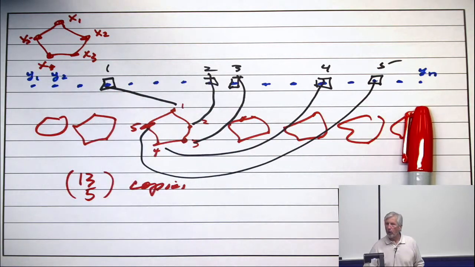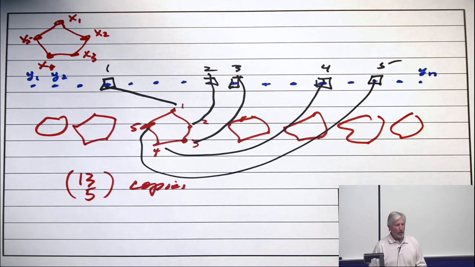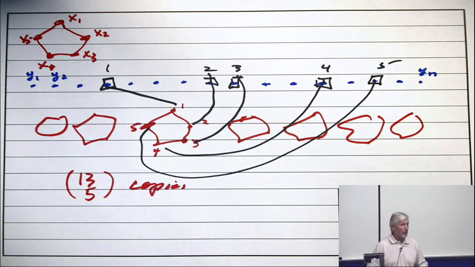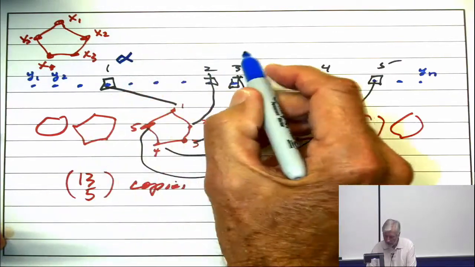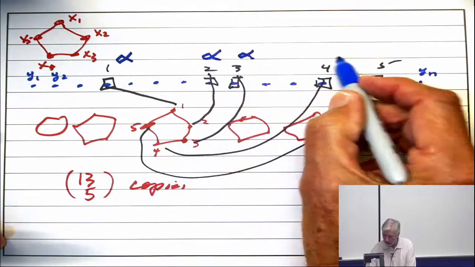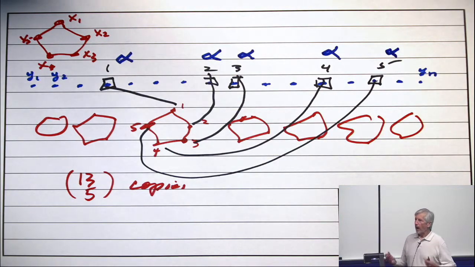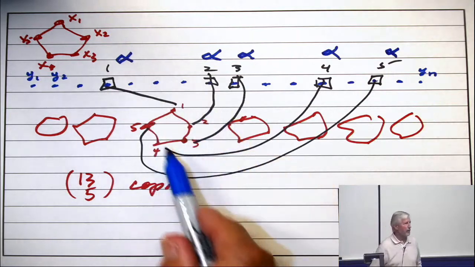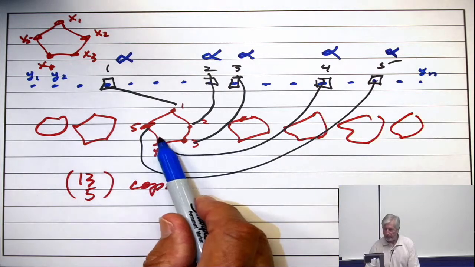If you put those 13 pigeons into 5 holes, then there are 5 pigeons which go in the same hole. So somewhere in my picture, I can say, this got color alpha, this got color alpha, this got color alpha, this got color alpha, and this got color alpha. 5 pigeons have to go into the same hole. Now, those 5 pigeons have their own little copy of the 5 cycle attached to them. So look at that copy.